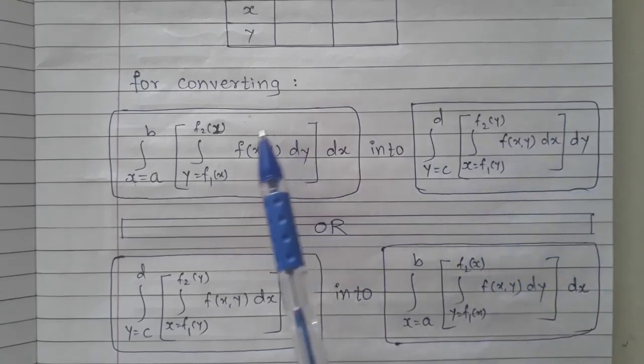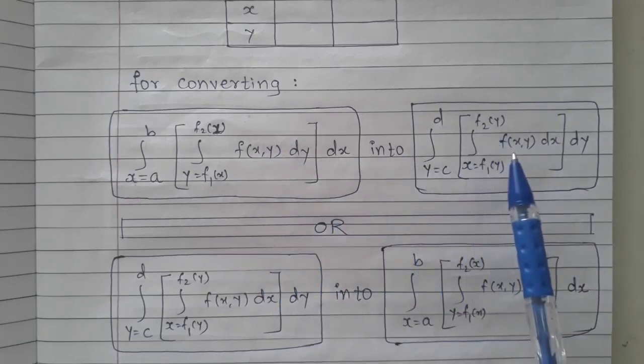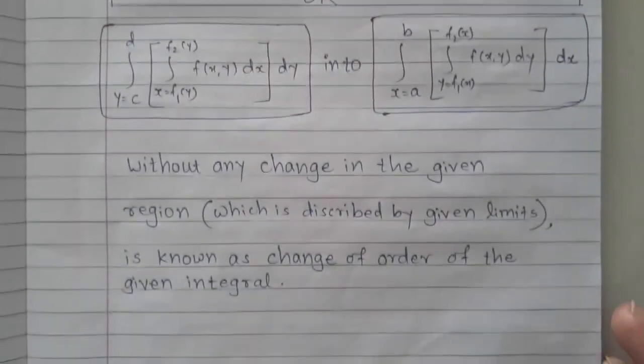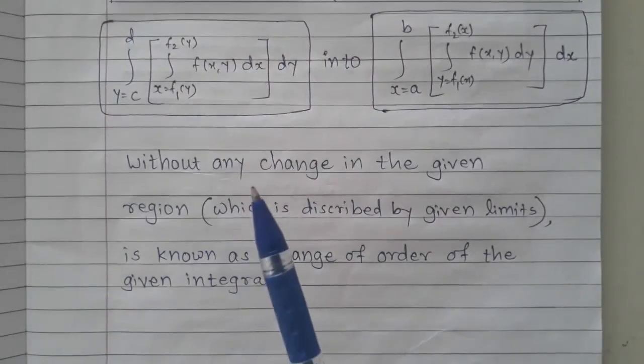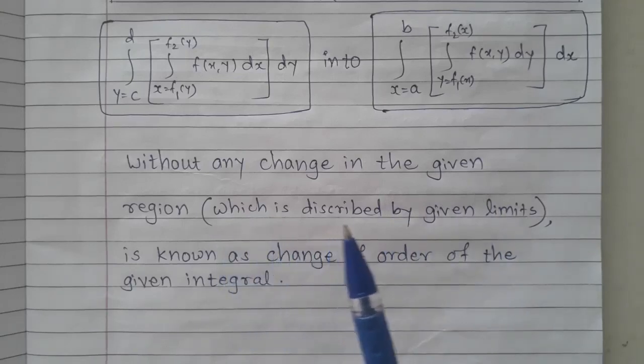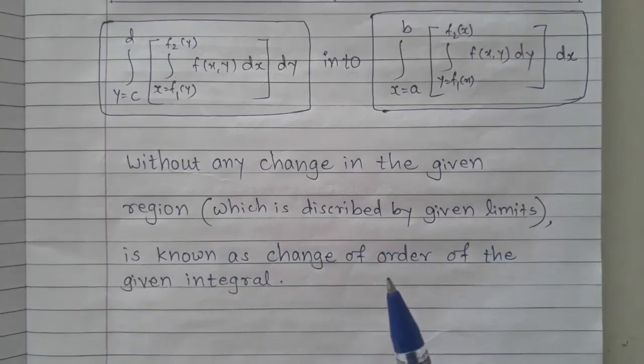So here integration first with respect to y changes to integration first with respect to x, or the reverse way, that is y from c to d, x from f1(y) to f2(y), f of xy dx dy into x from a to b, y from f1(x) to f2(x), f of xy dy dx, which should be without any change in the given region. The region will be described by the given limits. So this procedure is known as change of the order of integration.